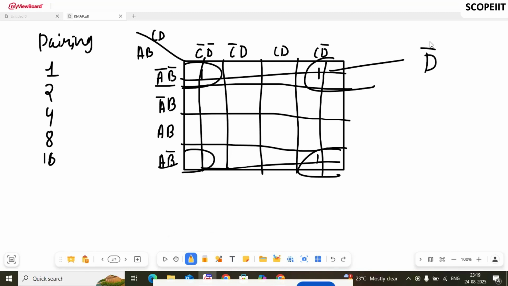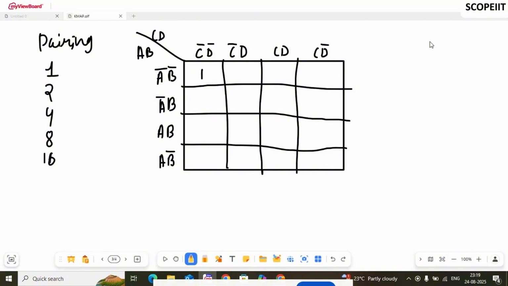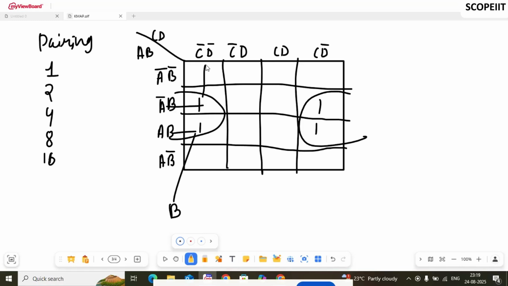Understood? Next, suppose I have one over here, one over here, one over here, one over here. Then how to make the pairing? Don't make two pairs; we can make this a group of four. Now if we take it horizontally, what is common between these two? The common is b. Now take it vertically, what is common between the first and last? The common is d bar, so it will be b, d bar. This type of pairing is also possible.